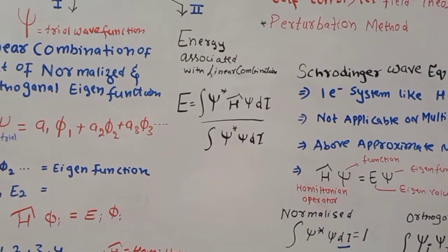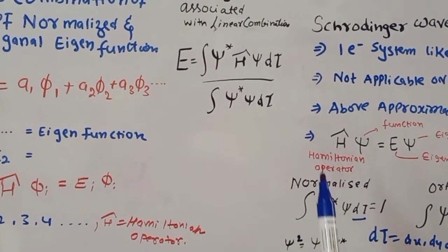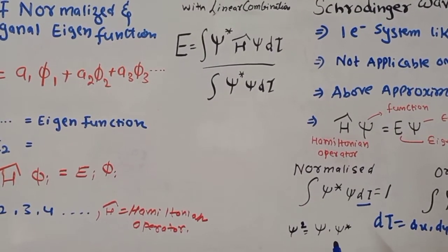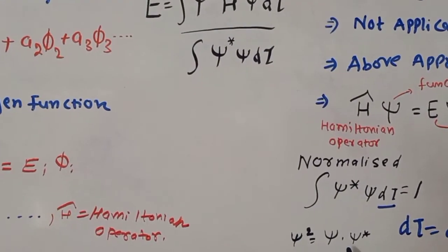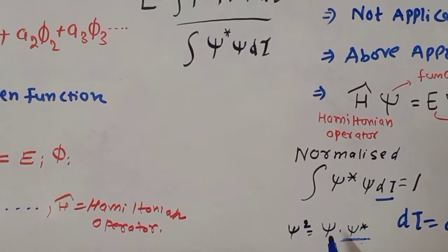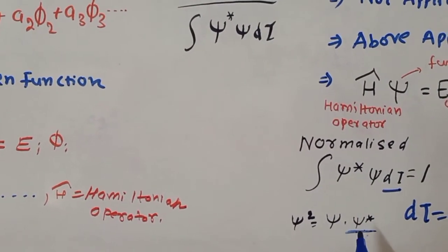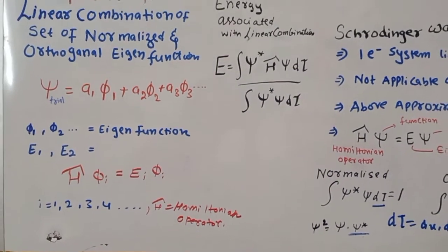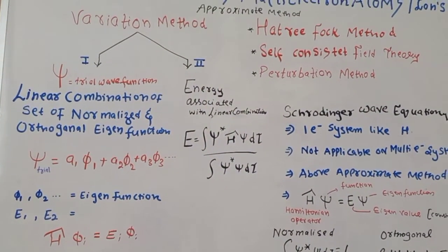We all know that if we write them separately, they are just a product, psi into psi star equals psi square. We know that psi star is the complex conjugate of psi, as we studied that the single psi does not have physical significance, so we multiply it with the complex conjugate, and we get the value psi square. So you can write this down, and we can start our derivation of the variation method.